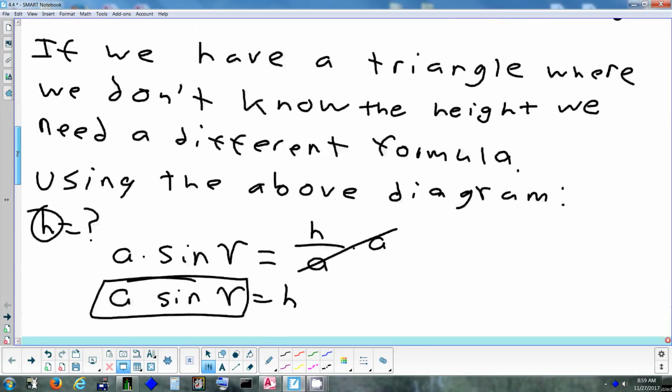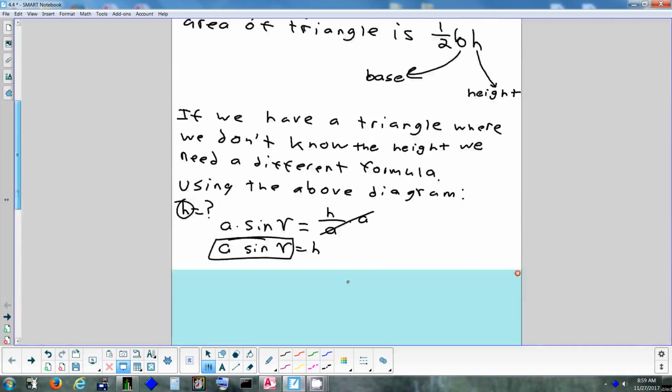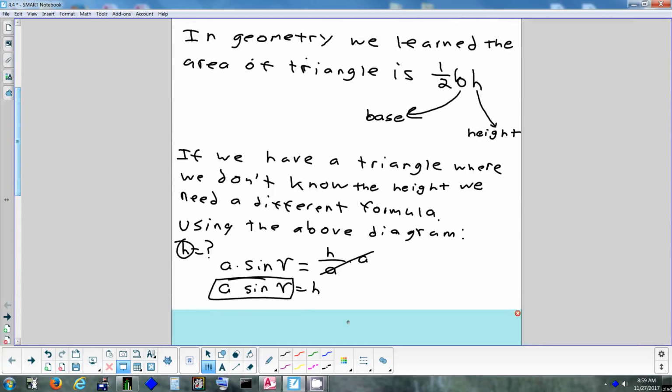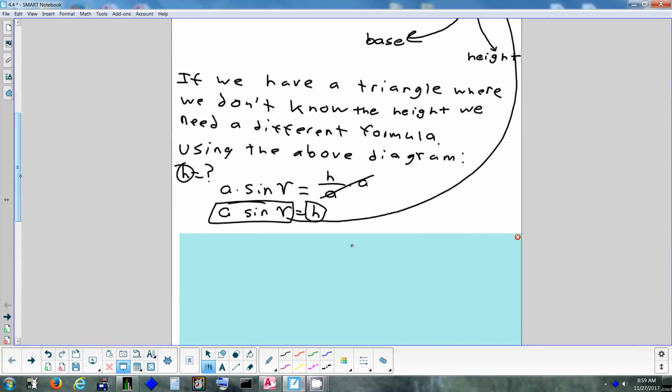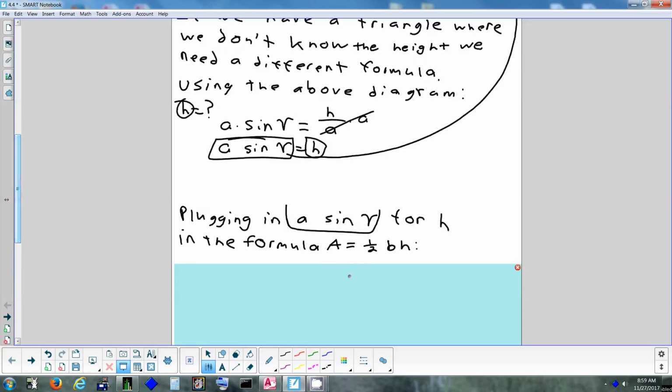Now, what I'm going to do is just take that, make this a little smaller, and I'm going to plug in what I have for H right there. So I'm going to still keep 1/2 B, 1/2 the base, but instead of writing H as the height, I'm going to write A sine gamma. That's the height, right, using right triangle trig. Okay, so that's what I just said I'm going to do. Plug in A sine gamma for the height.